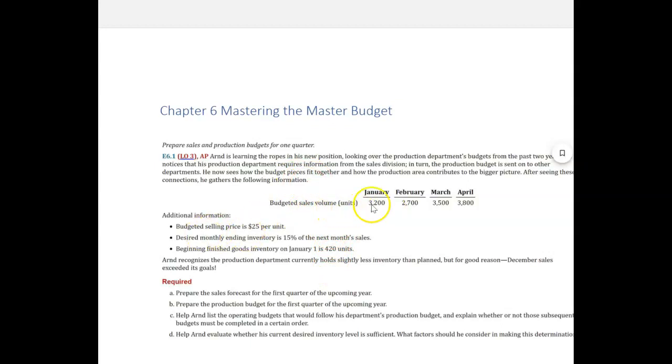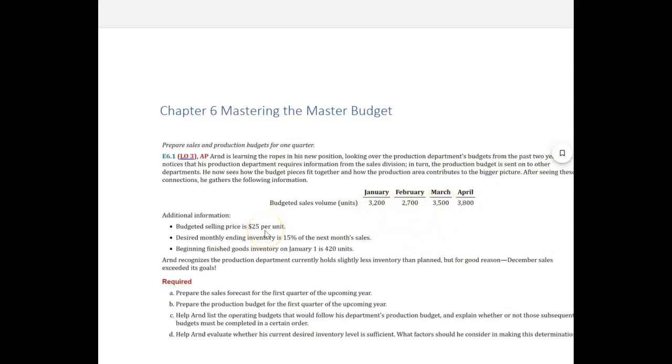And these are the budgeted sales volume for January, February, and March, and we'll have to have another month in there. Like if we figure out the target ending inventory for March will be, say, 15% of April's sales, so we need April's budget as well. The budgeted selling price is $25 per unit, so that makes the sales forecast easy. It'll just be these units times $25 per unit.